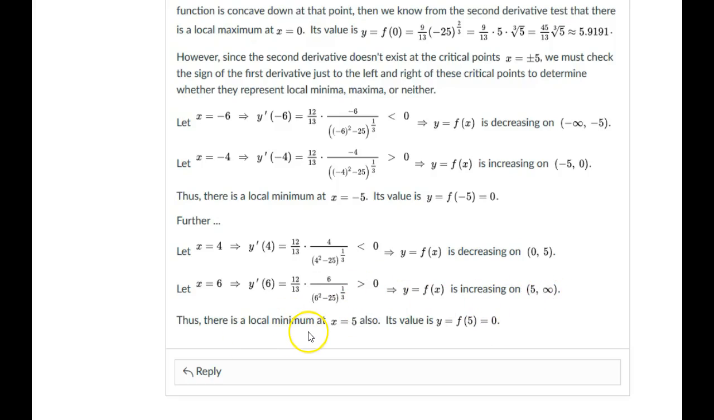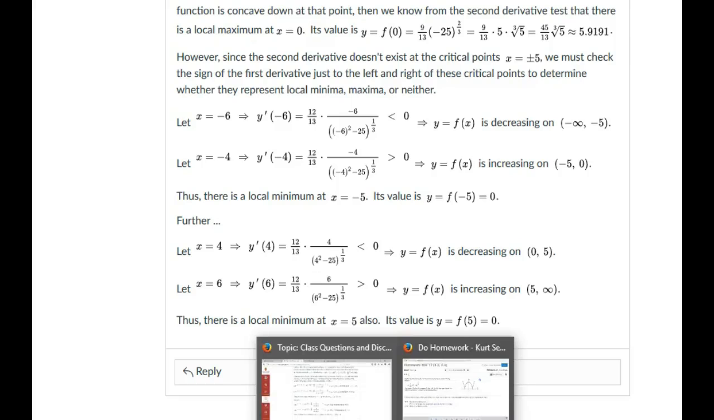So again, we have a local minimum, this time at x equals 5 also. And its value is y equals f of 5, which is 0 also. So that should be good enough to go through and put all the answers in, and make sure they work right.